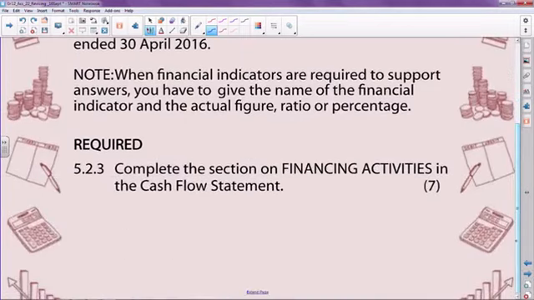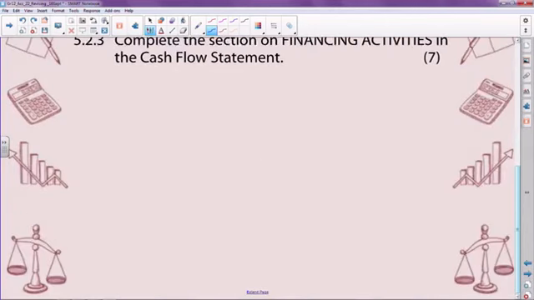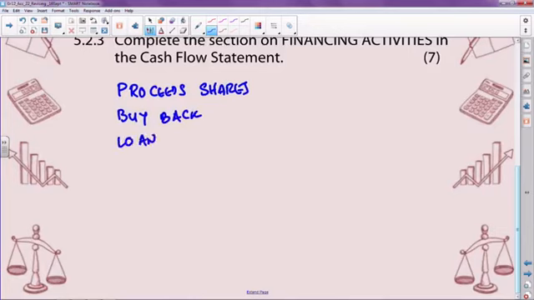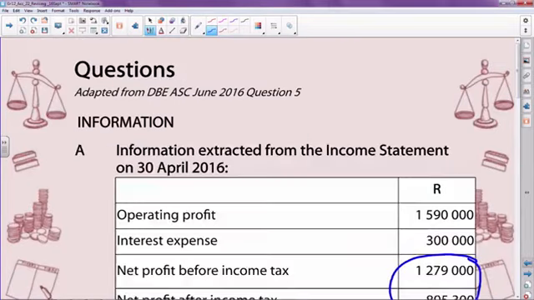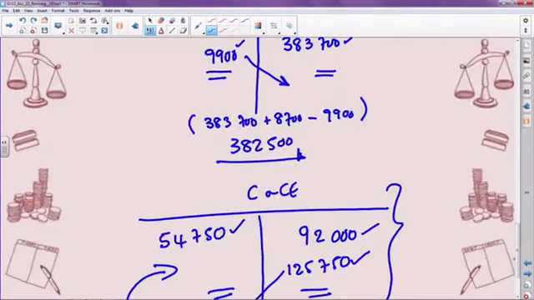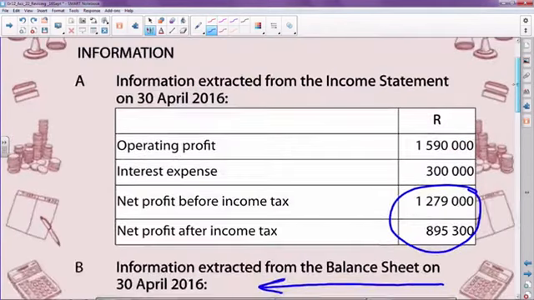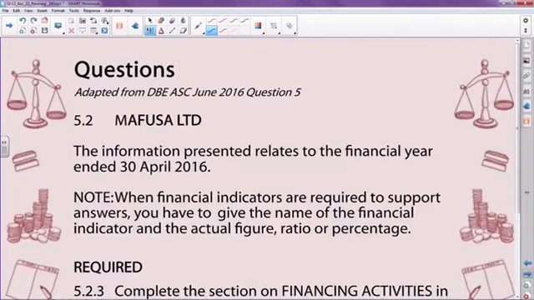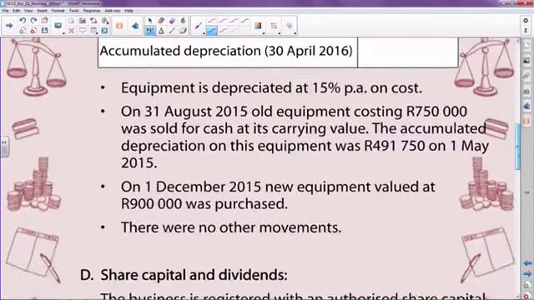Right, next part of the question. We are expected to calculate the financing activities in the cash flow statement. Now, under financing, what do we have? We have proceeds of the shares that I sold. Then you have the buyback of shares. And thirdly, you have your loan. Let's take the proceeds first and see what information we have with regards to that.